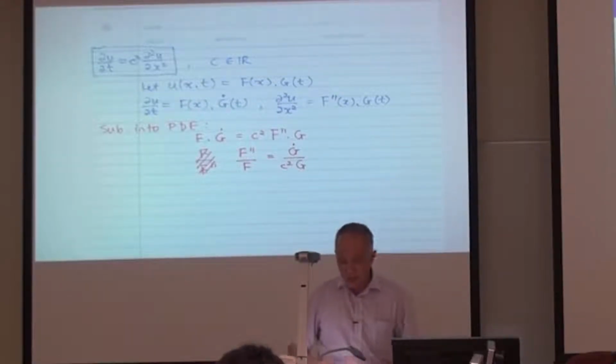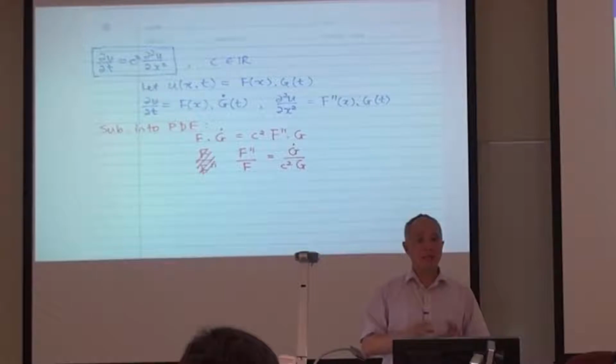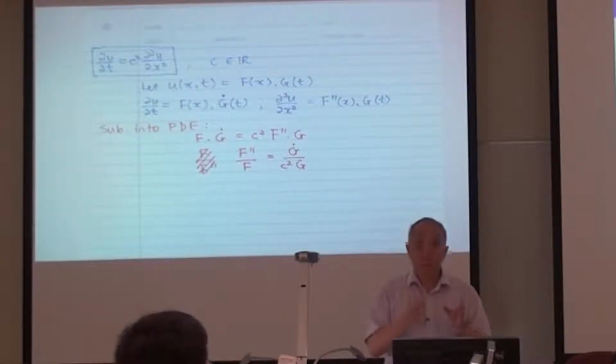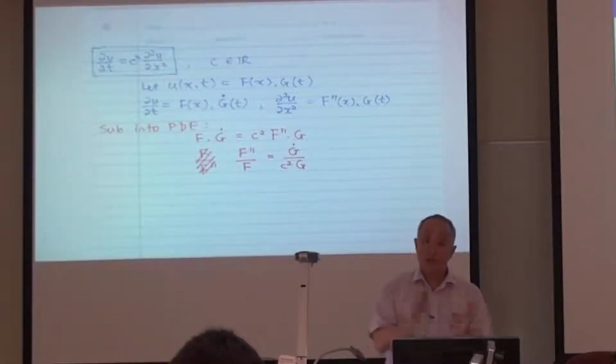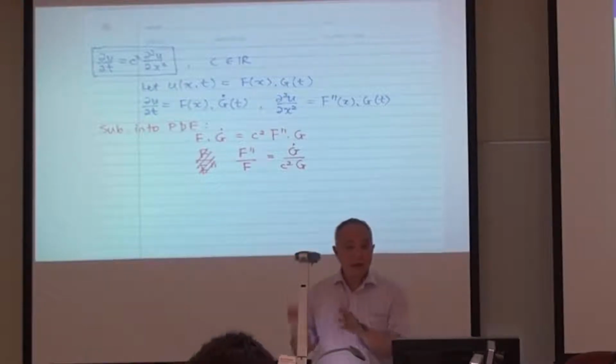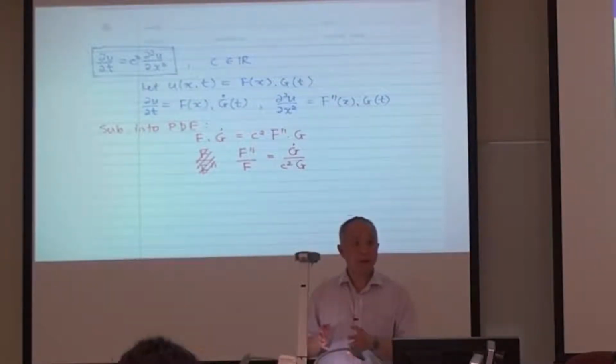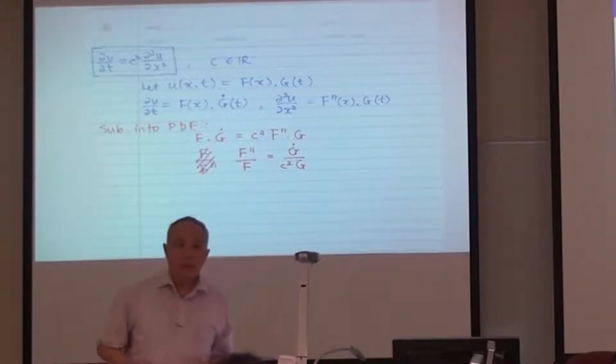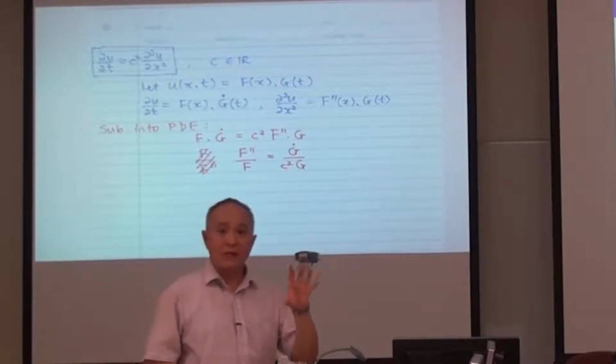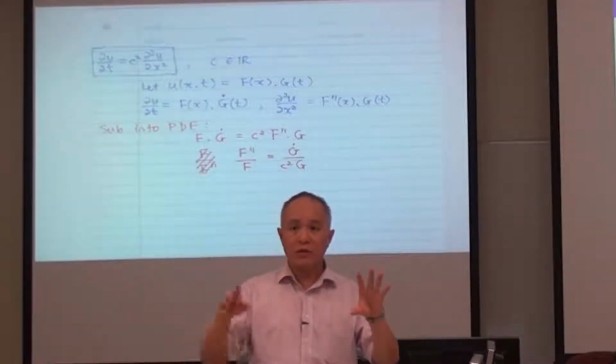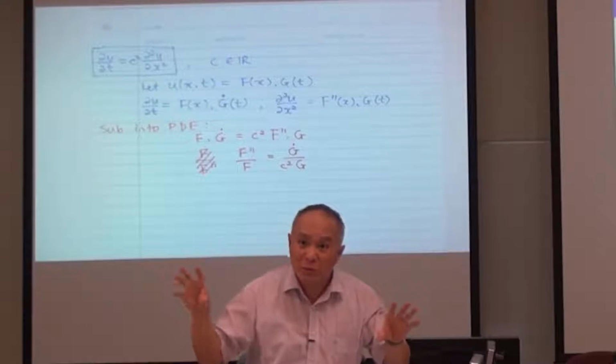So what do I have here? The left hand side is a function of x only. The right hand side is a function of t only. If I have a function of x only equals a function of t only, is it possible?